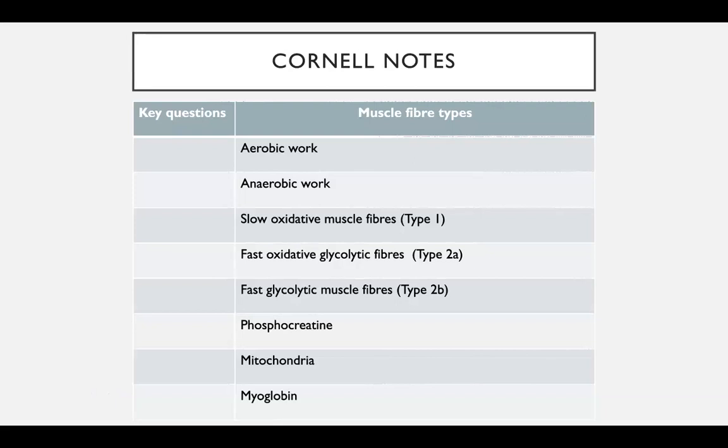You need to have aerobic work, anaerobic work, slow oxidative muscle fibres or just type 1, fast oxidative glycolytic fibres or type 2A, fast glycolytic muscle fibres type 2B, phosphocreatine, mitochondria and myoglobin. Remember, you need to have information about aerobic work underneath aerobic work, underneath anaerobic work, underneath slow oxidative muscle fibres, and to the left you ask yourself questions that give you the answer aerobic work. You ask yourself questions that give yourself type 1 muscle fibres, slow oxidative muscle fibres, using the information from underneath. So okay, let's get on with it then.